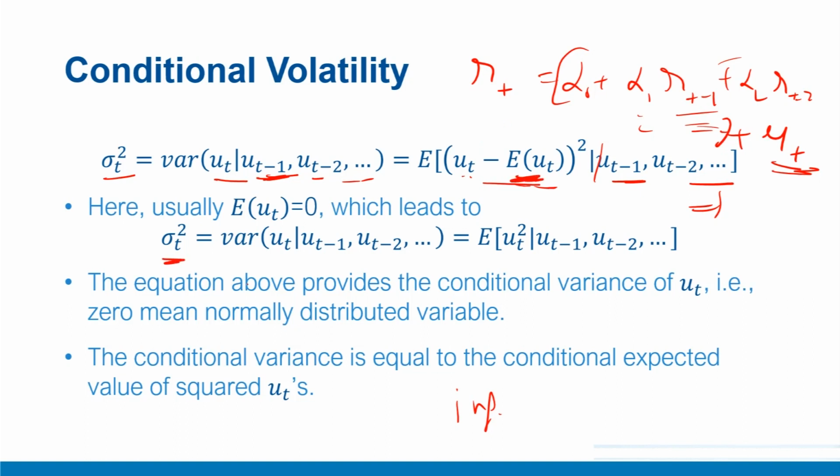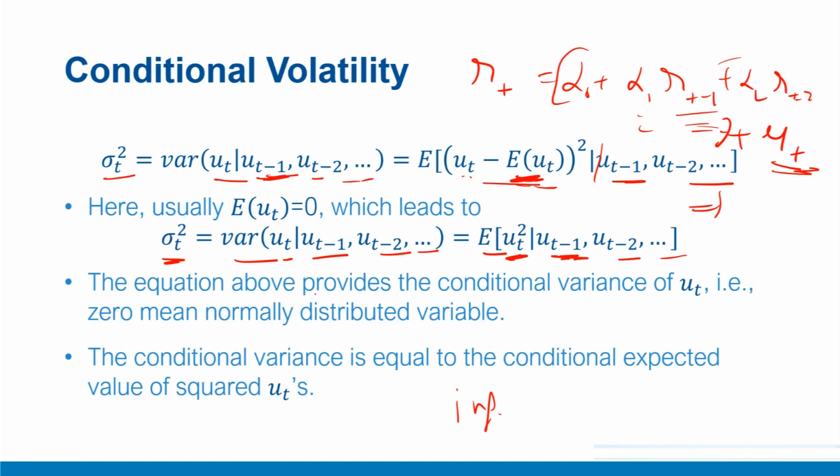So we can simply write sigma square t as the variance of mu t conditional upon mu t minus 1, mu t minus 2 and other historical information points, which is nothing but the expected value of mu t square, or simply the variance of current period innovation or information, that is mu t square, given the information, or conditional to information, that is in mu t minus 1, mu t minus 2 and so on.